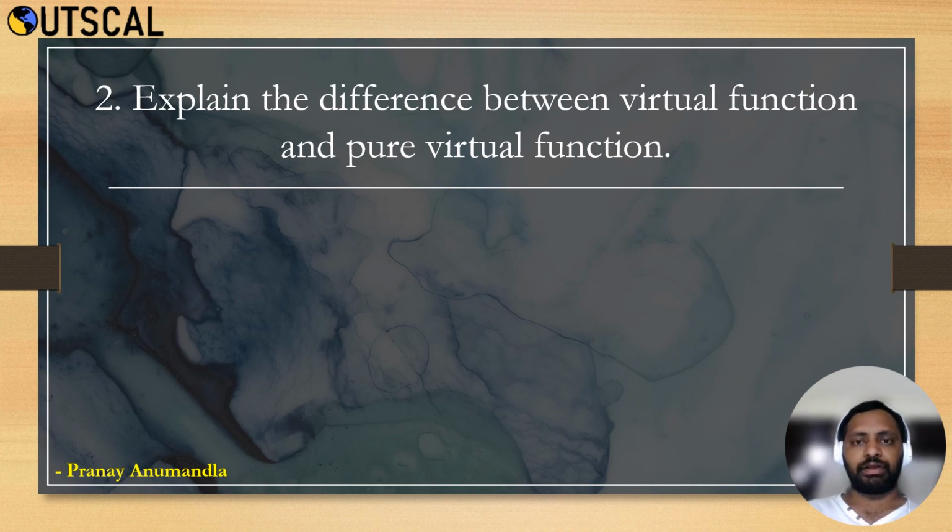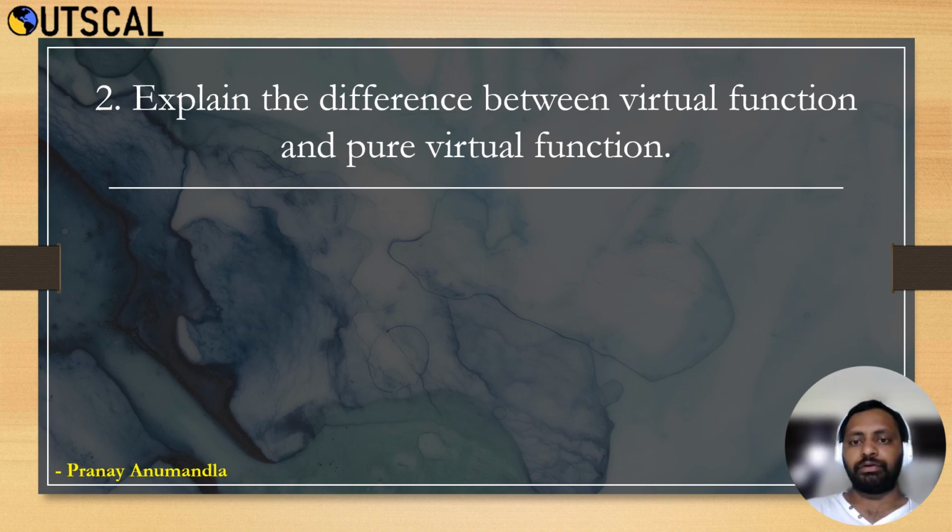Pure virtual function is the same as a virtual function, but it has no definition. It will be assigned to 0. There is no implementation in the base class. So to use this function, the derived class must have its definition or implementation. If the derived class doesn't have its own implementation for a virtual function, it might be called from the base class. But for a pure virtual function, the derived class must have its own implementation. Okay, this is the major difference between pure virtual and virtual.